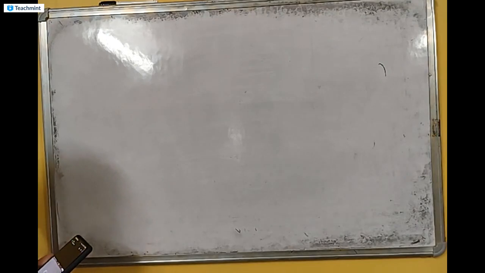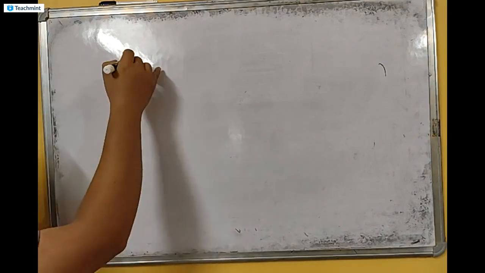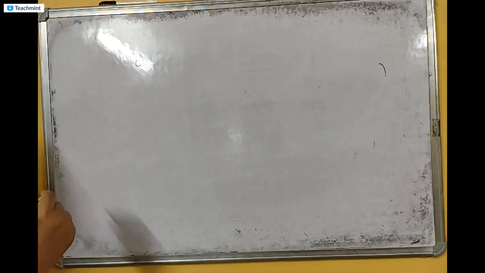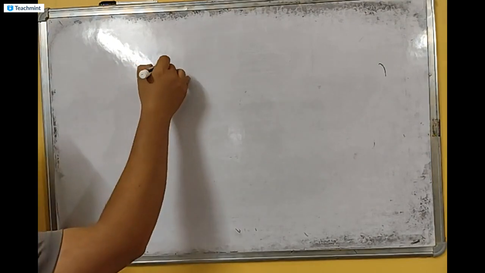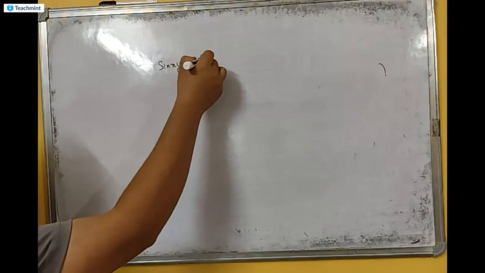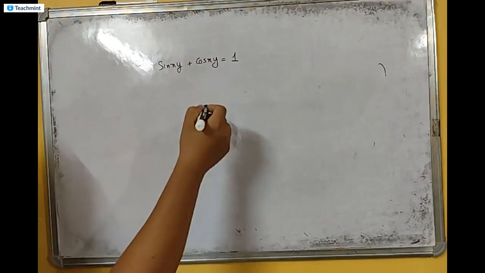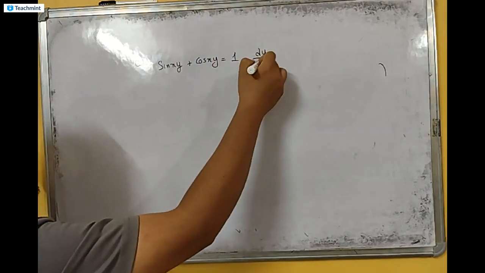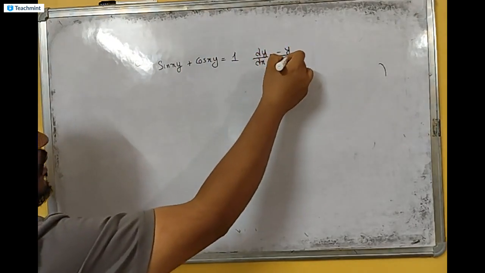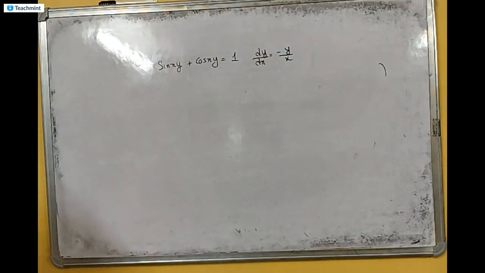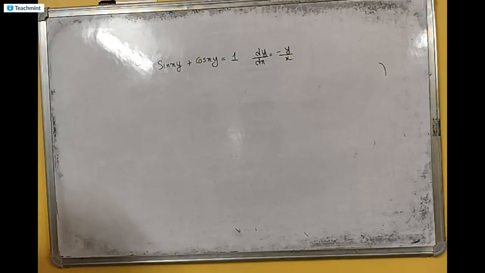So the first question that we are going to discuss is question number 1. The question is, if sin xy plus cos xy is equal to 1, find dy by dx, which is equal to minus y by x. So today I'm going to complete the composite parts, right? Okay, so let's solve. If you don't understand anything, please do let me know. Okay, I'm listening to you.